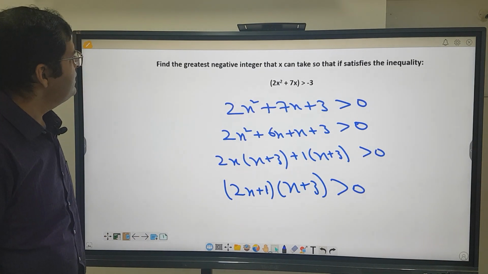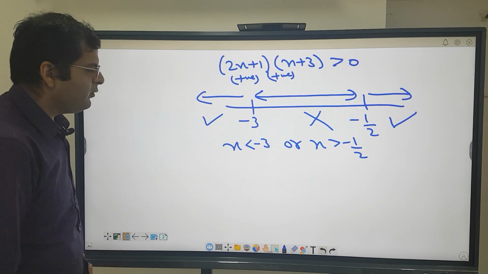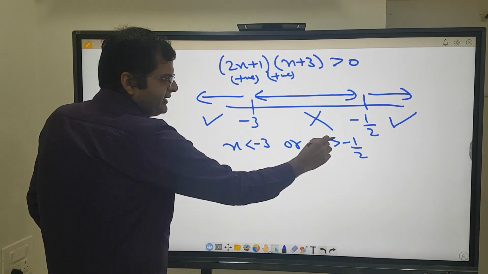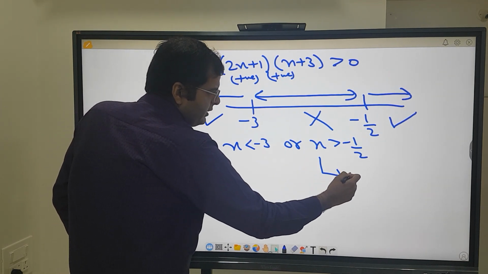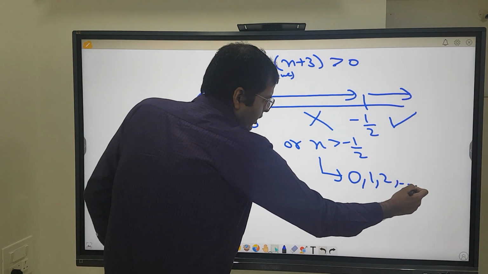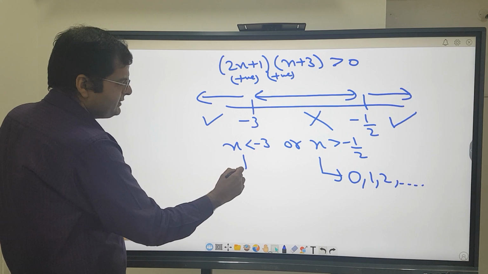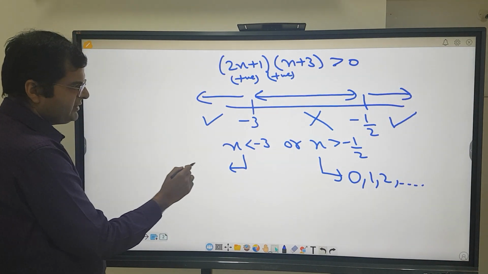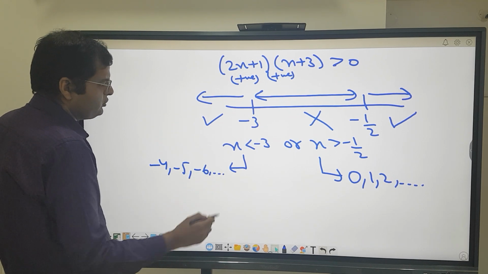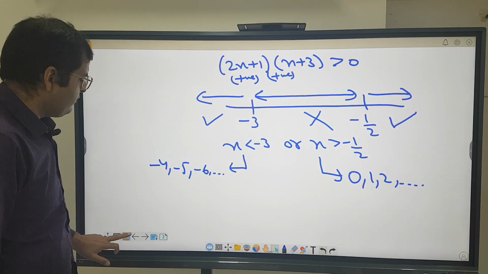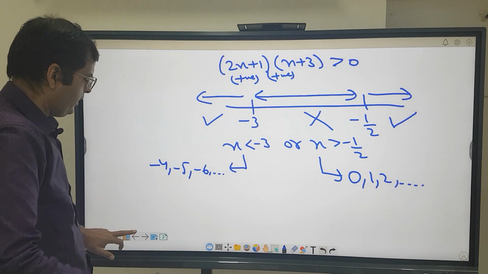Now the question is saying, find the greatest negative integer that x can take. So what are the negative integers x can take? If x is greater than minus 1 by 2, what integers will you encounter here? You will encounter 0, 1, 2, all these integers, so these are not negative integers. But when x is less than minus 3, the negative integers that you encounter are minus 4, minus 5, minus 6, and so on.